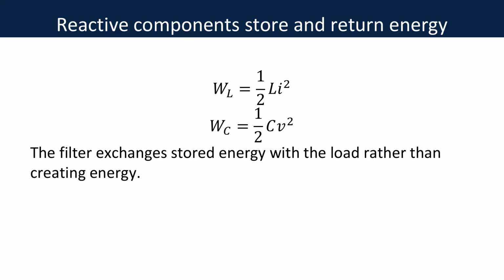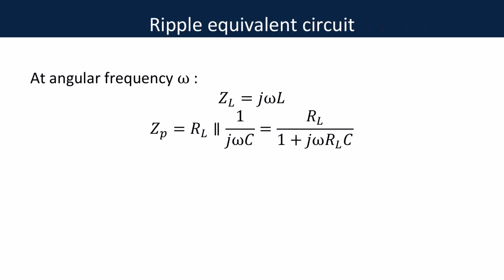The filter does not generate additional power, it redistributes energy in time. Real components dissipate some energy through winding resistance, capacitor equivalent series resistance, core loss, and dielectric loss. We now analyze only the AC ripple component.